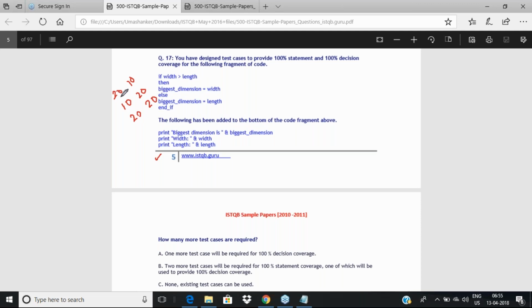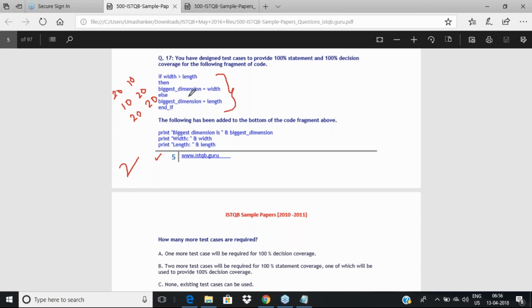So if I just take these two values, the test data that I would need is just two. Test data like 10 and 20, or maybe 20 and 19, something like that. I can cover all the cases. So the answer should definitely be two. Two inputs is enough. So in that case, I'm done with all my testing. 100% decision coverage is completed. So the question is only about 100% statement coverage.